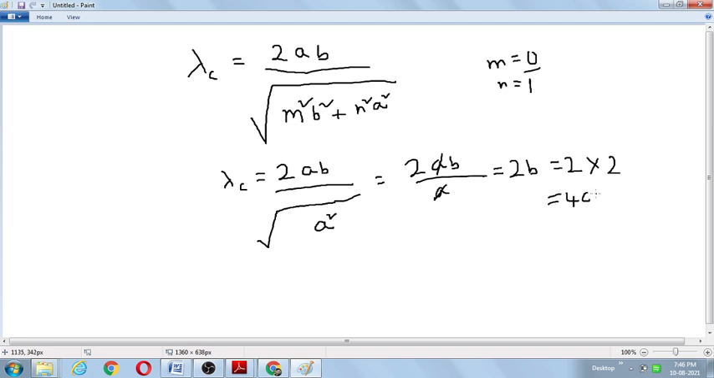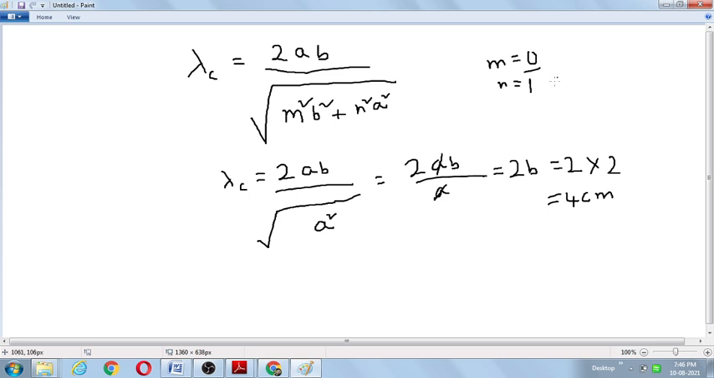That is equal to 4 centimeters. It is operated in TE01 mode. Okay. So this is a very important formula: lambda c is equal to 2ab by square root of m square b square plus n square a square.